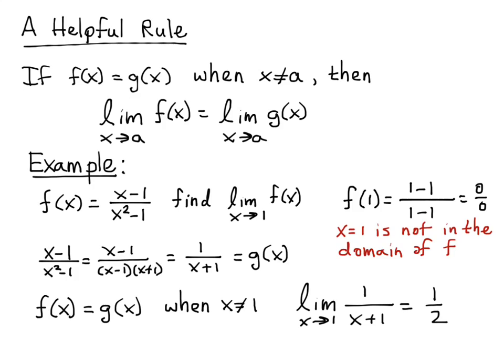And so what this helpful rule says is that if your function is the same everywhere except where you're trying to find the limit, then that limit is the same for both of the functions.